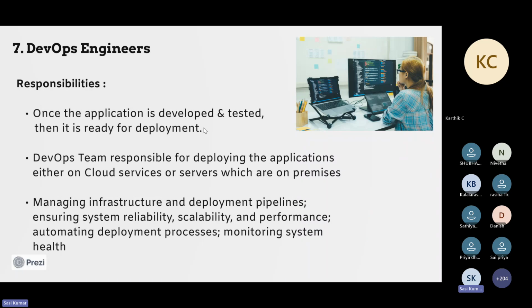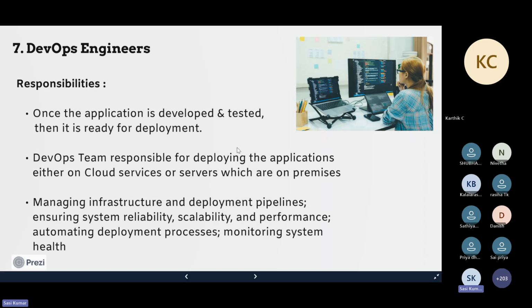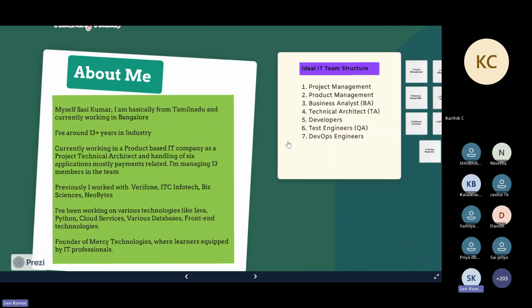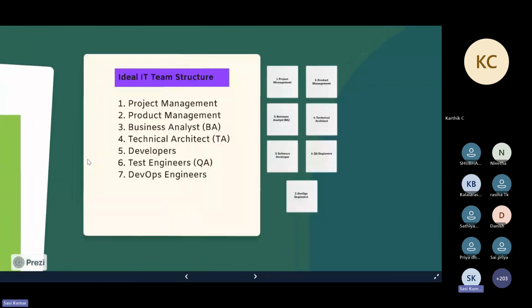But DevOps guys, they are just responsible for deploying the application. They can deploy in cloud services like AWS, Azure, or they can deploy in physical servers, right? So they will be responsible for managing the infrastructure, and they can automate the deployment process, everything. So these are the things about the overall team structure. So quickly I can go through one revision.